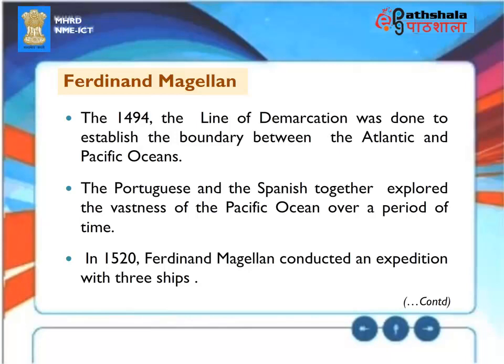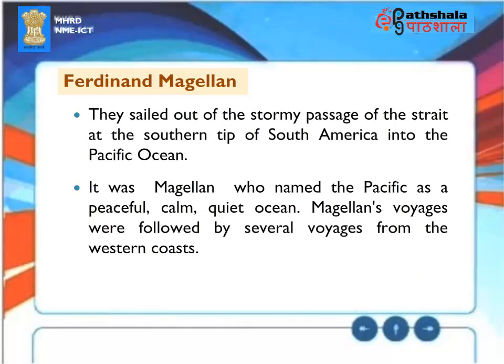Ferdinand Magellan. In 1494, the line of demarcation was drawn to establish the boundary between the Atlantic and Pacific Oceans. The Portuguese and the Spanish together explored the vastness of the Pacific Ocean over a period of time. In 1520, Ferdinand Magellan conducted an expedition with 3 ships. They sailed out of the stormy passage of the strait at the southern tip of South America into the Pacific Ocean. It was Magellan who named the Pacific as a peaceful, calm, quiet ocean. Magellan's voyages were followed by several voyages from the western coasts.